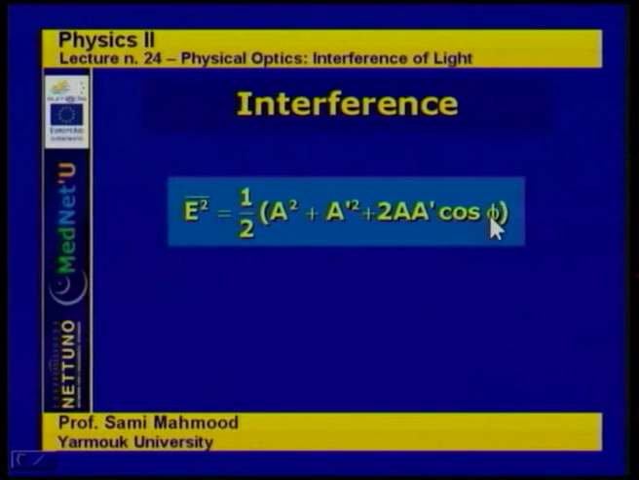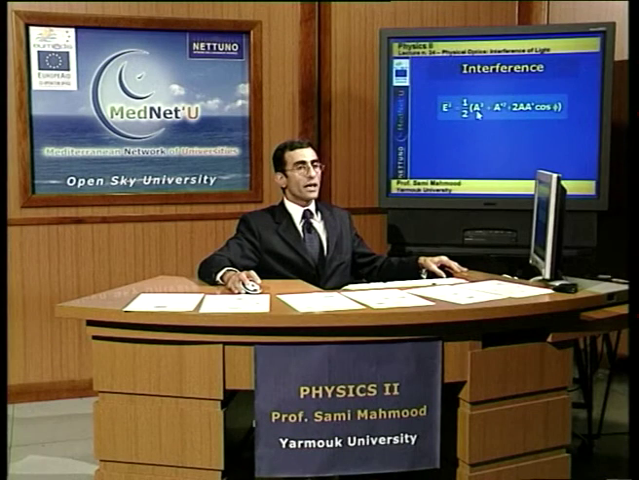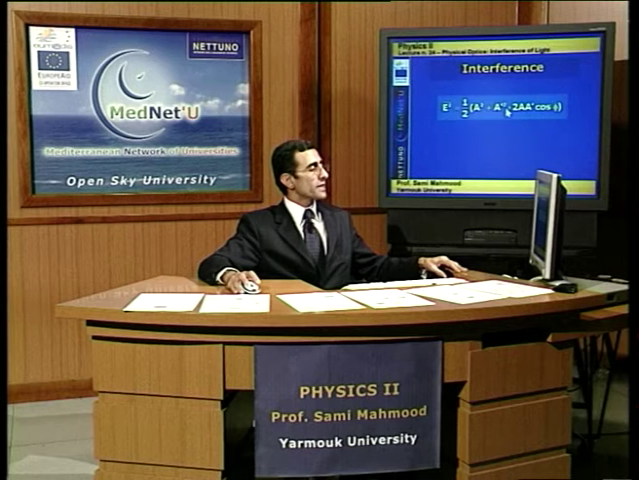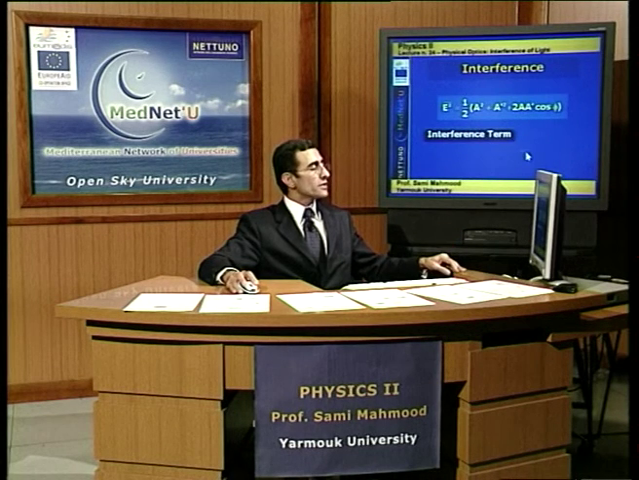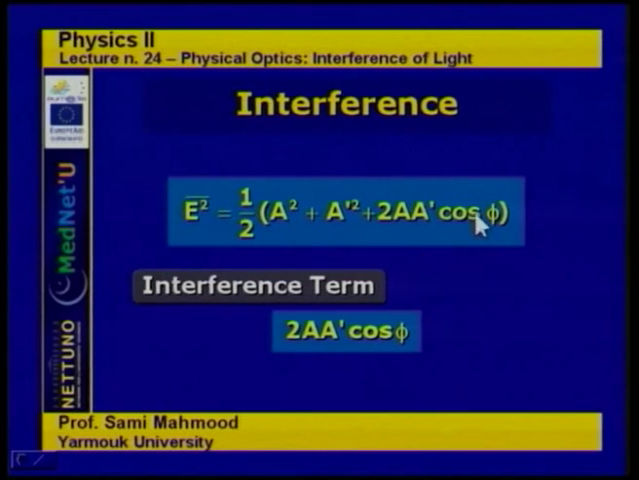And if phi is equal to pi, for example, or 3 pi or 5 pi, then cosine phi is equal to -1, and this gives the minimum value of E square. On the other hand, if phi is 90 degrees, for example, then this term is equal to 0, and we will have simply A square plus A prime square in parentheses. So the interference term is this term.